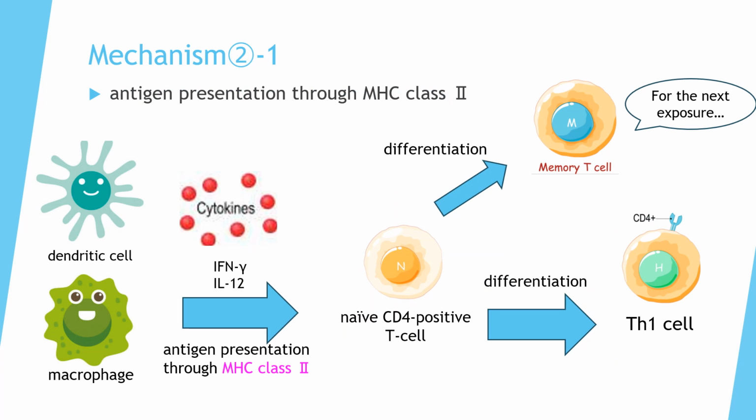Dendritic cells and macrophages present antigens to CD4 positive naive T cells through MHC class II. Then they produce cytokines such as interleukin-12 and interferon gamma. These cytokines induce CD4 positive naive T cells to differentiate into Th1 cells. Some naive T cells become memory T cells.